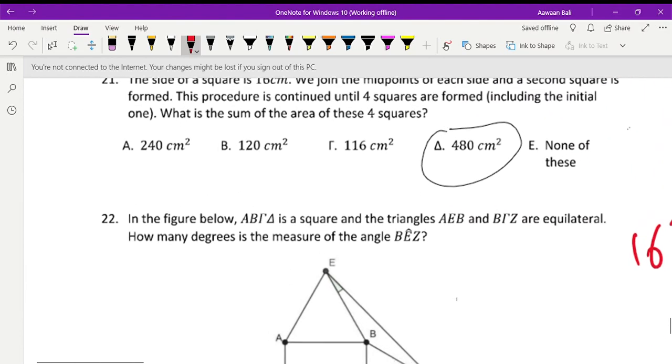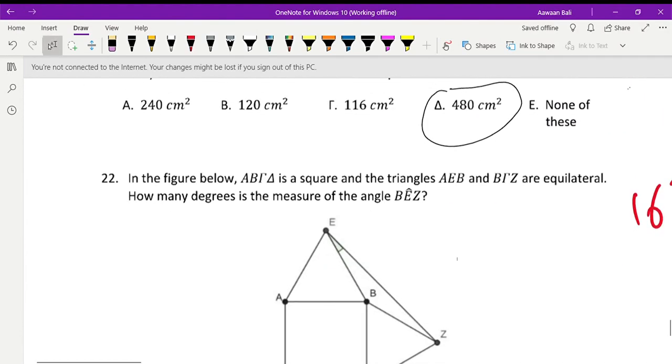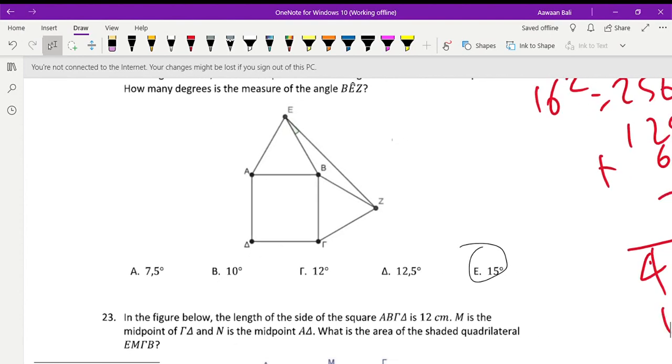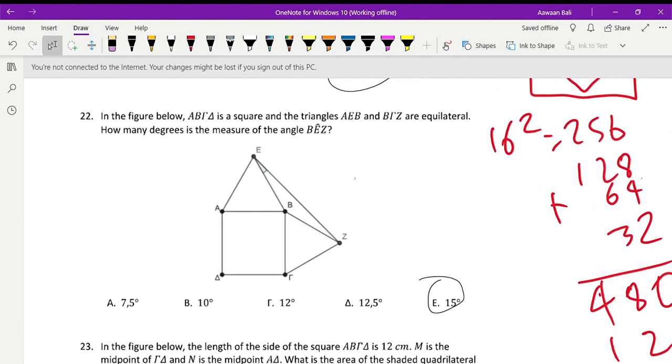So therefore the answer is delta, 480 centimeters squared. Now, question number 22. In the figure below, alpha, beta, gamma, delta is a square, and the triangles alpha, eta, beta, and beta, gamma, zeta are equilateral. How many degrees is the measure of angle beta, eta, zeta?